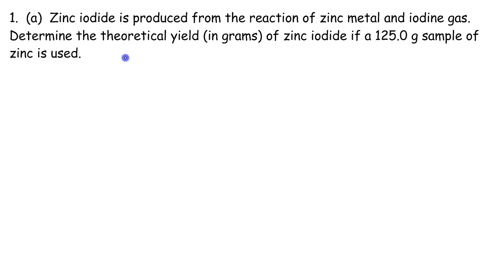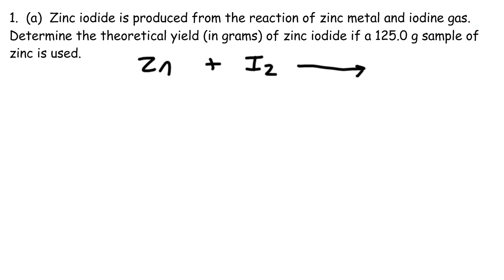So I'm going to go ahead and write an equation. It's always my first step. Zinc metal, if an element's just by itself in an equation, it's just its symbol. So zinc metal reacts with iodine gas. Iodine is diatomic, so it's going to be I2. And that's going to form zinc iodide.